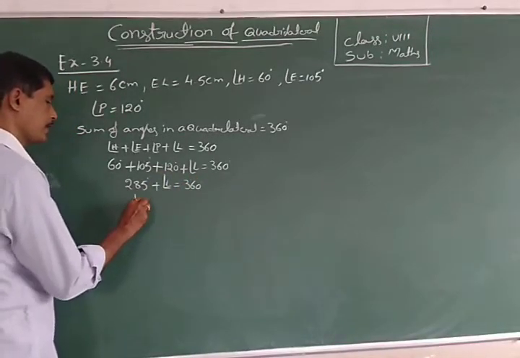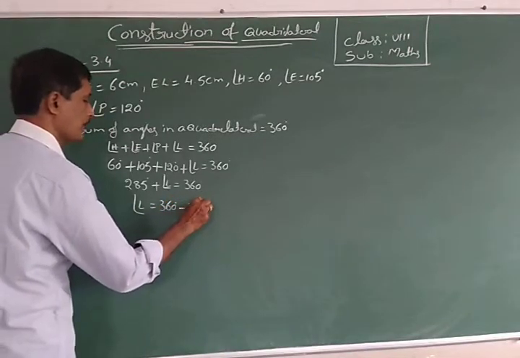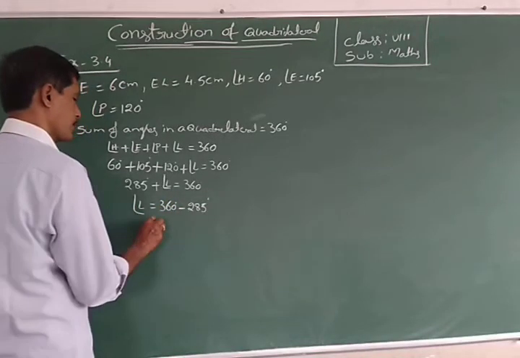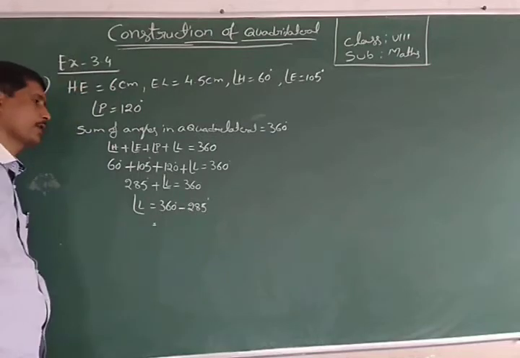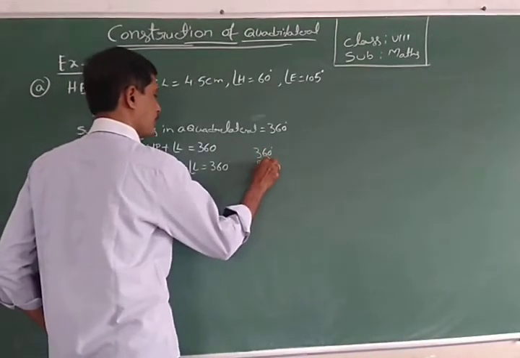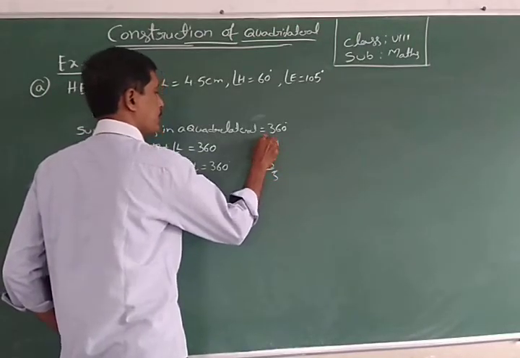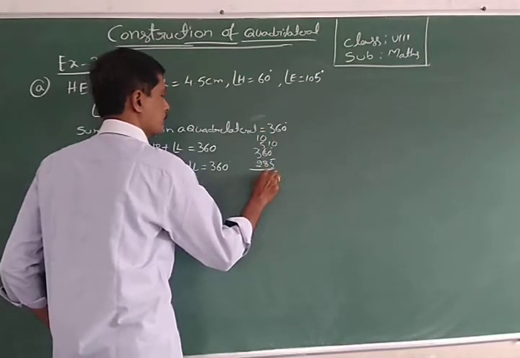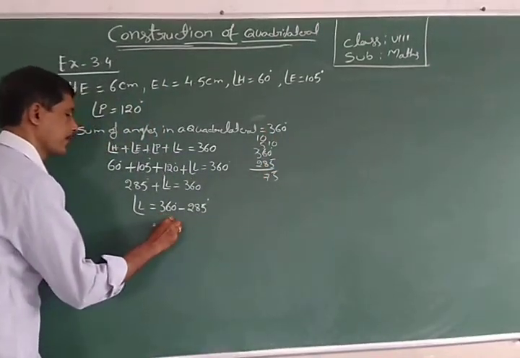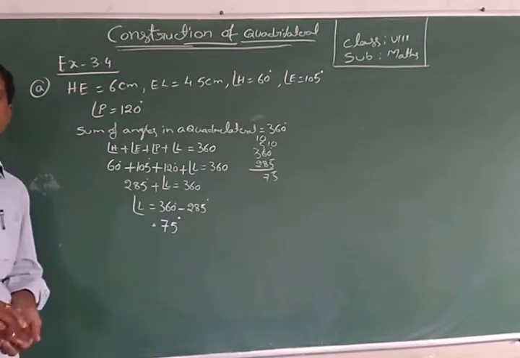Therefore, angle L equals 360 minus 285 degrees. That equals how much? Subtraction of 360 and 285 gives 75 degrees. Okay, therefore the measure of angle L is 75 degrees.